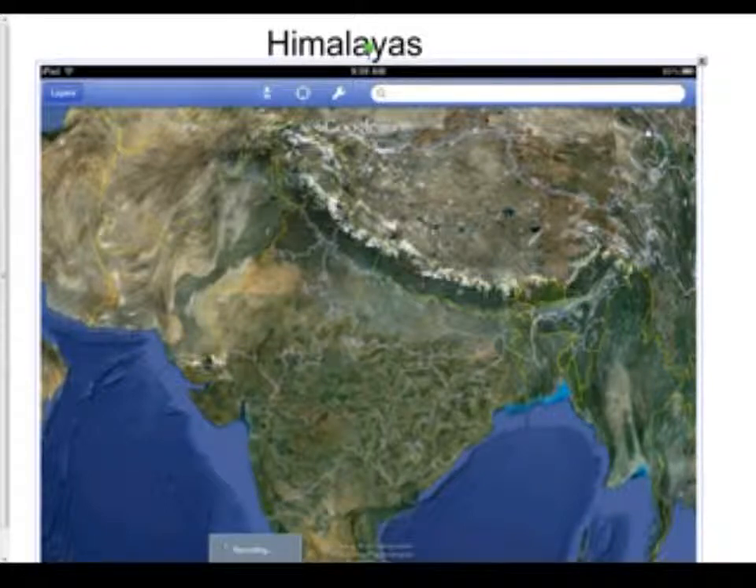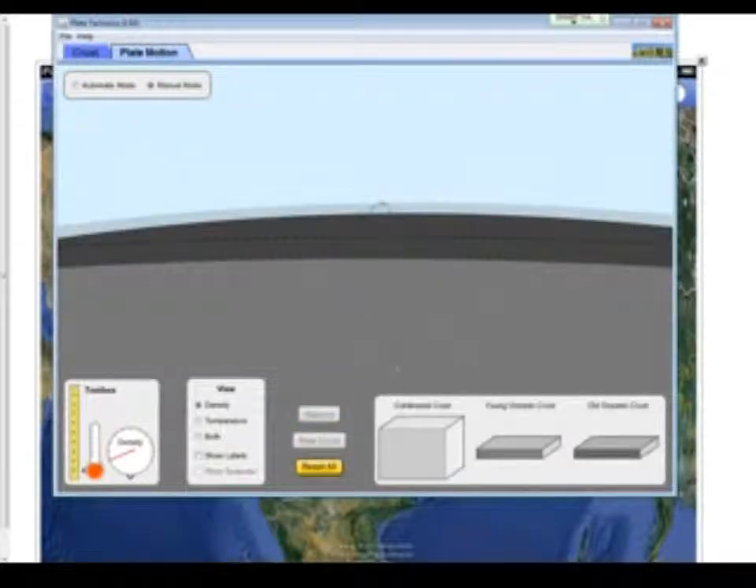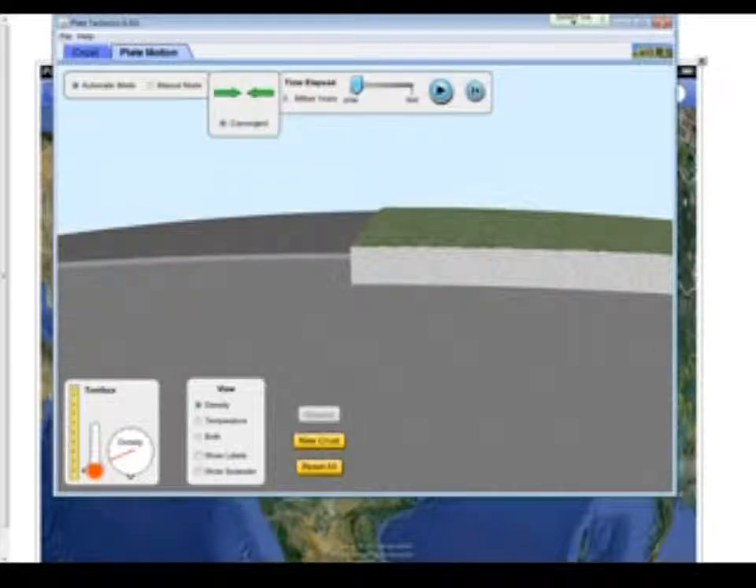But what do you think happens now when we have an ocean crust and a continental crust? Let's just go ahead and put that on. We'll show the continental over here, and we'll show oceanic crust there. We'll converge again, and we'll see what happens here.